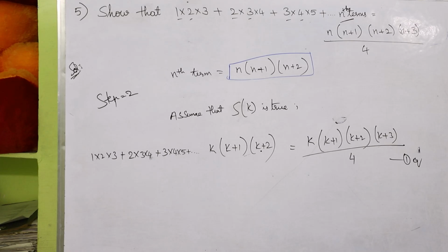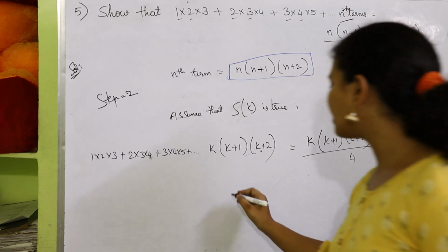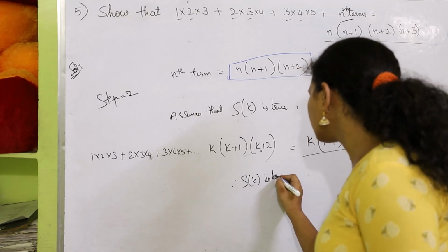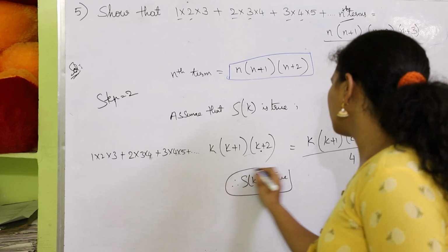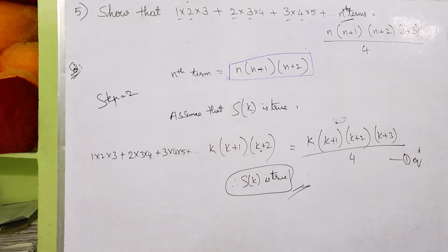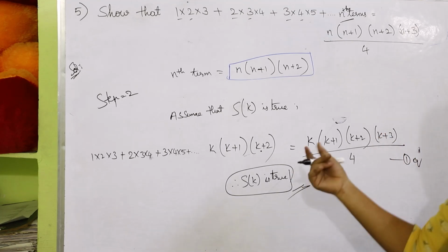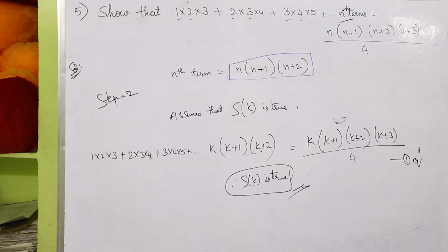Clear? So after concluding this as the first equation, you state therefore S of k is true. This is the rule, guys. Don't ask many questions. As we got here, you consider this as the first equation, where instead of n I have placed k. Clear till here? Let's go for the third step, or step number 3.